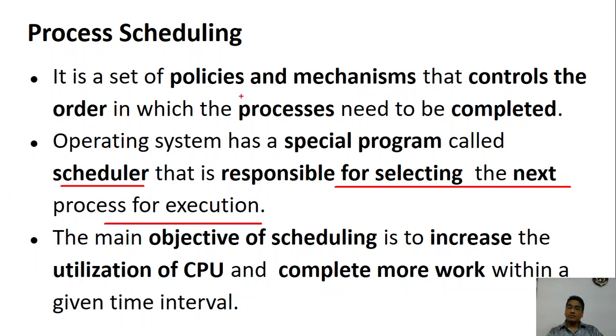In almost all schedulers, the objective of scheduling is to increase the utilization of the CPU. We know that the CPU is one of the main and important components of the computer system, and if the CPU is busy, then a lot of work can be done. If the CPU is idle, then no work can be done. So we need to see to it that the CPU is utilized to its fullest extent so that more work can be completed in a given time interval.